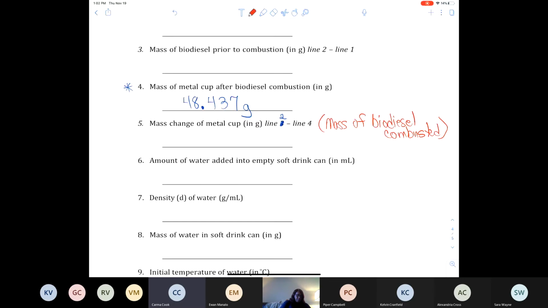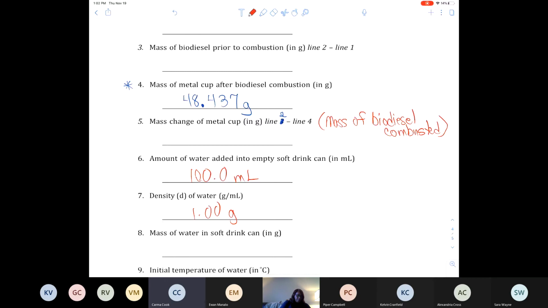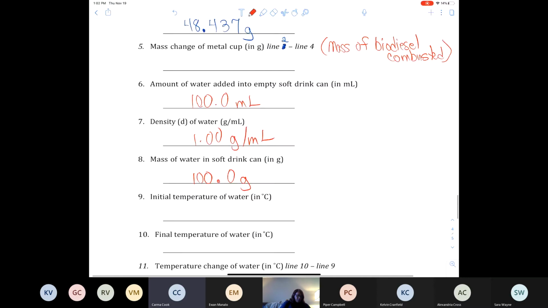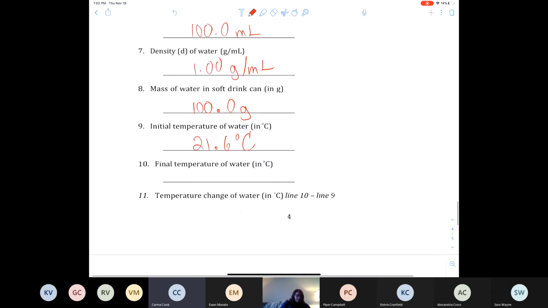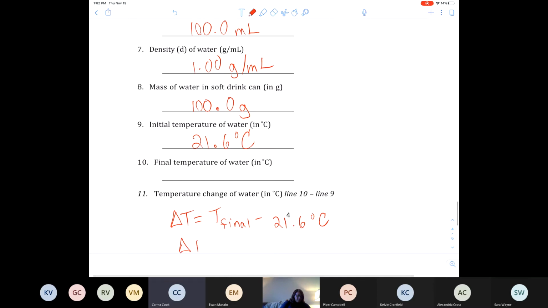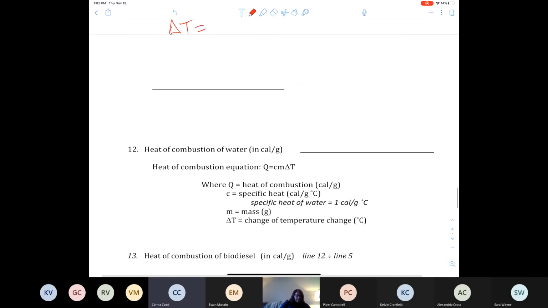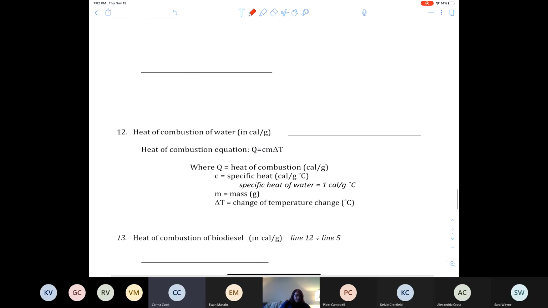So we use 100 milliliters. The density of our purified water is 1 gram per milliliter. So the mass of water in our soft drink can was 100 grams. The initial temperature of the water, 21.6. You're going to watch the video and find the final temperature, and then you're going to calculate delta T. And then once you've got your delta T, then you're ready to calculate your Q.